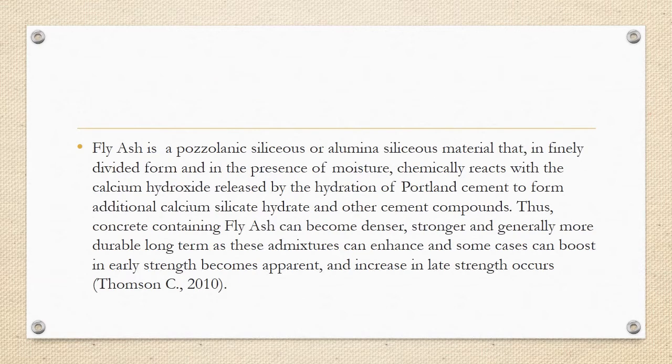Fly ash is a pozzolanic silicon or alumina siliceous material that, in finely divided form and in the presence of moisture, chemically reacts with the calcium hydroxide released by the hydration of Portland cement to form additional calcium silicate hydrate and other cement compounds. Thus, concrete containing fly ash can become denser, stronger, and generally more durable long-term, as these admixtures can enhance and in some cases boost early strength, and an increase in late strength occurs, said Thomas in 2010.